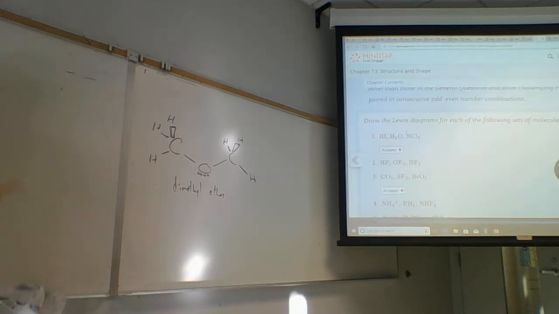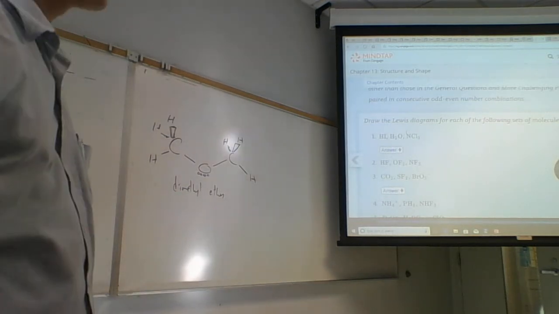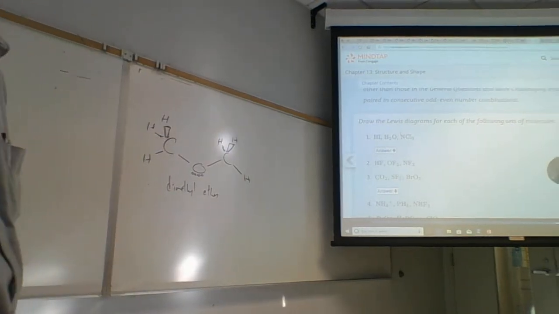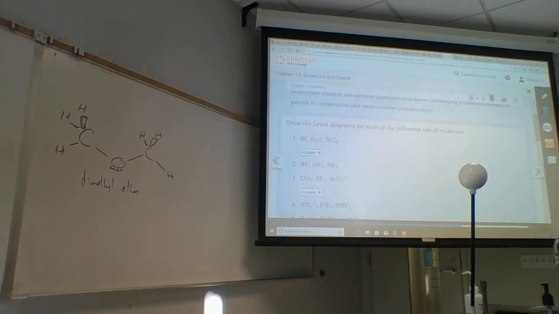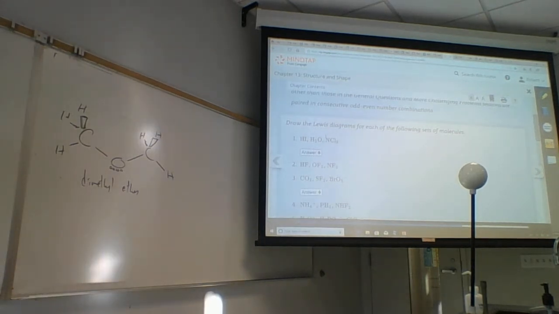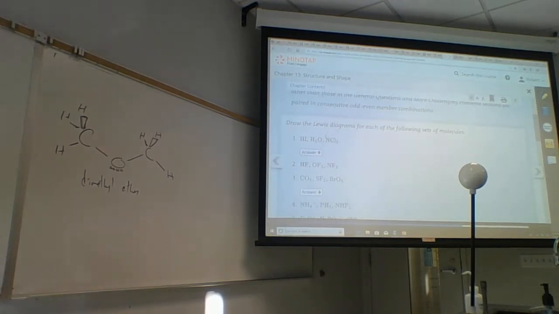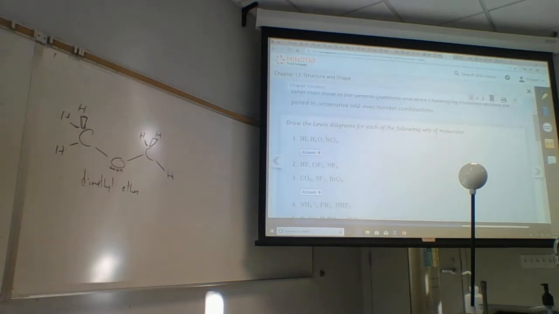Like HI, for example. Draw the Lewis diagram. This is a homework. I forgot to post the homework for chapter 13, but I'm going to do that soon. HI is a pretty simple Lewis structure. It looks like this. All diatomic molecules are linear, because with two atoms you're only going to have a straight line structure.